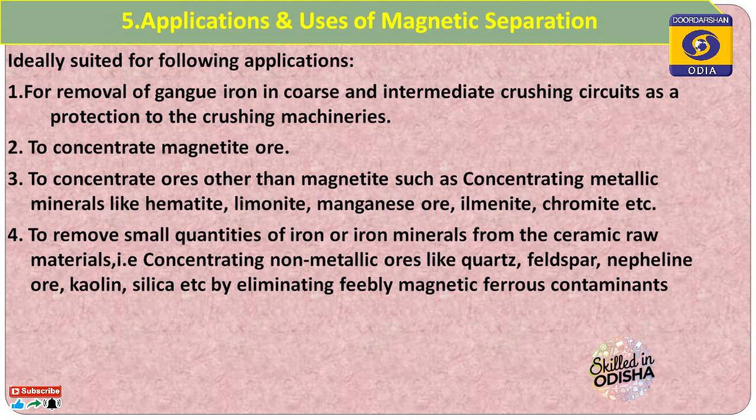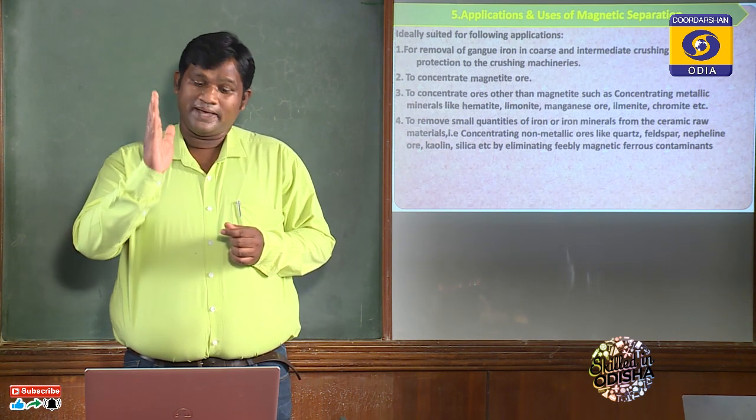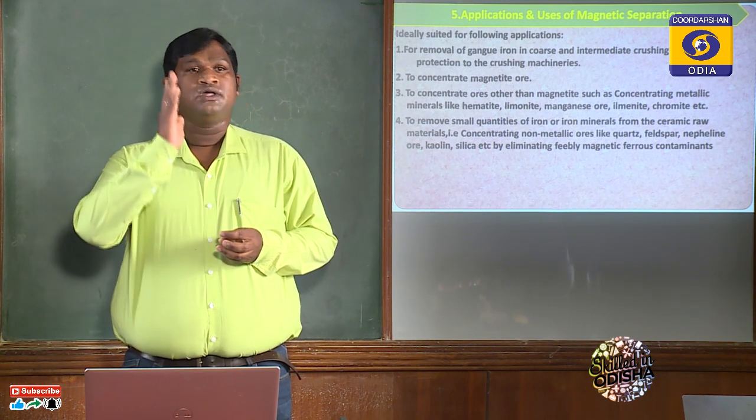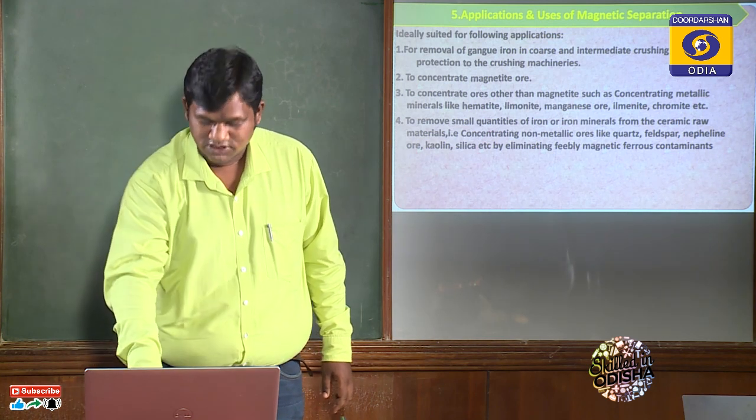So what are the minerals? That is non-metallic ore like quartz, feldspar, nepheline ore, kaolin, silica, etc., by eliminating feebly magnetic ferrous contaminants. So these are the minerals: quartz, feldspar, nepheline ore, kaolin, silica. We can eliminate the contaminants by the magnetic separation process.